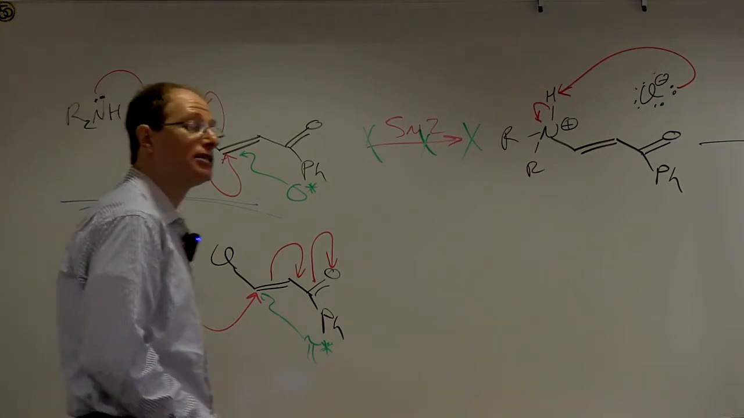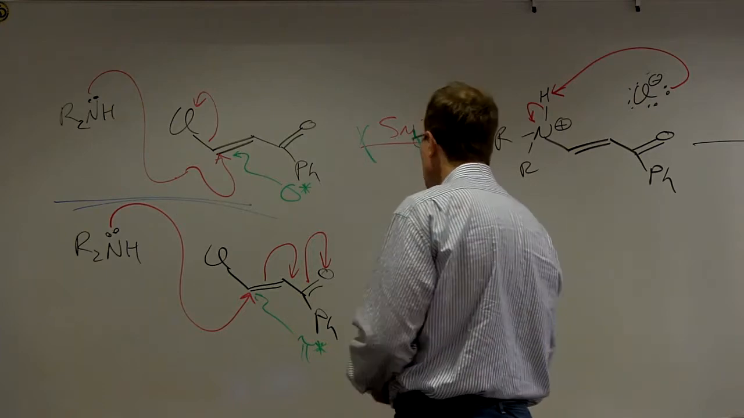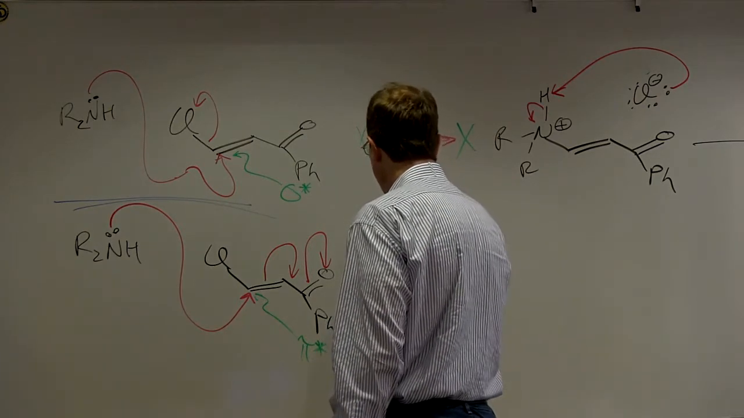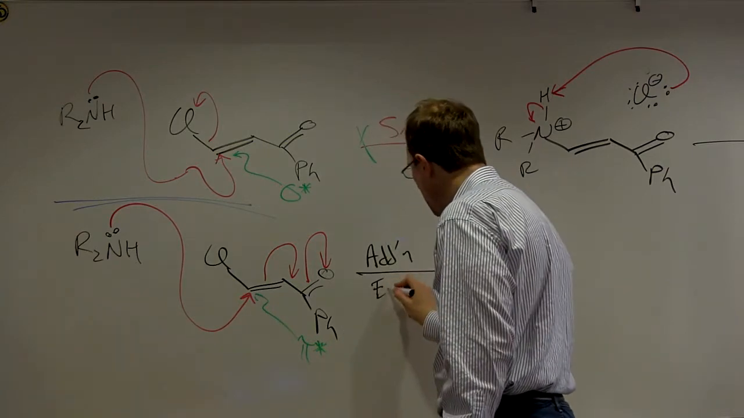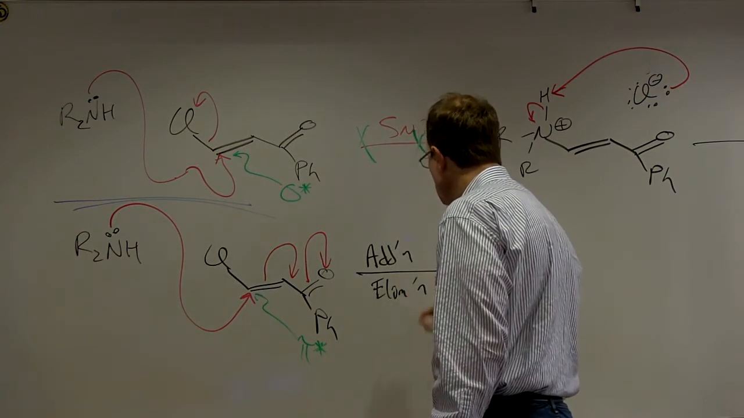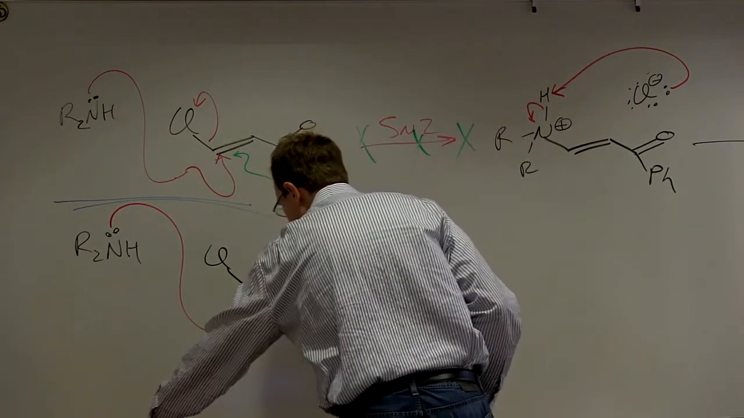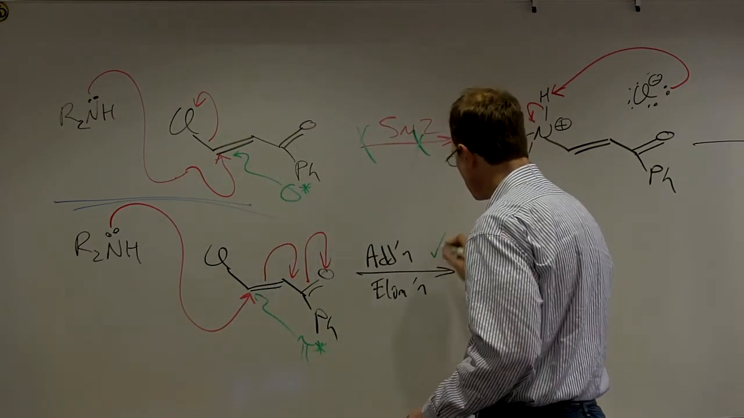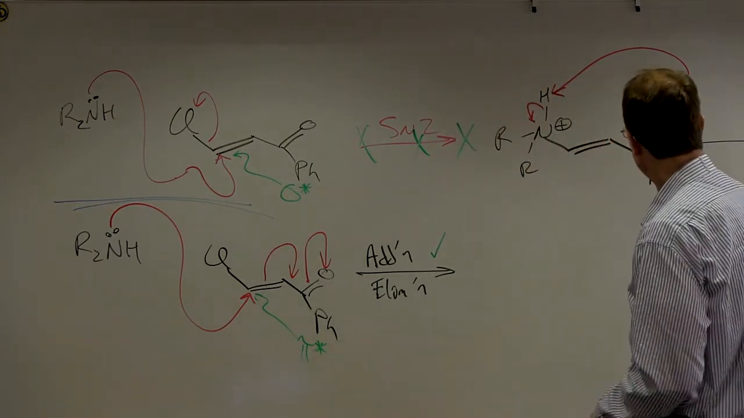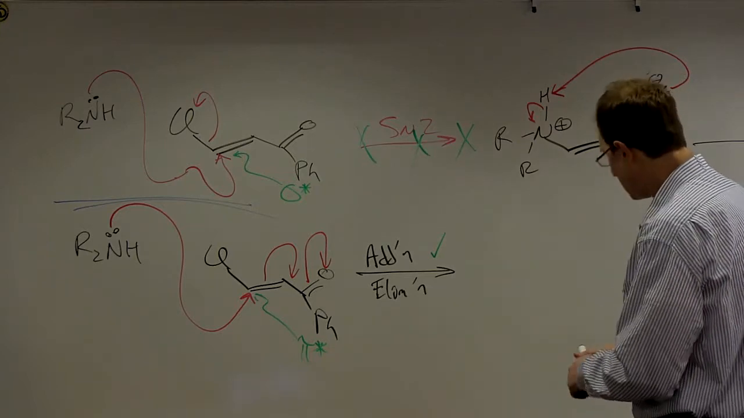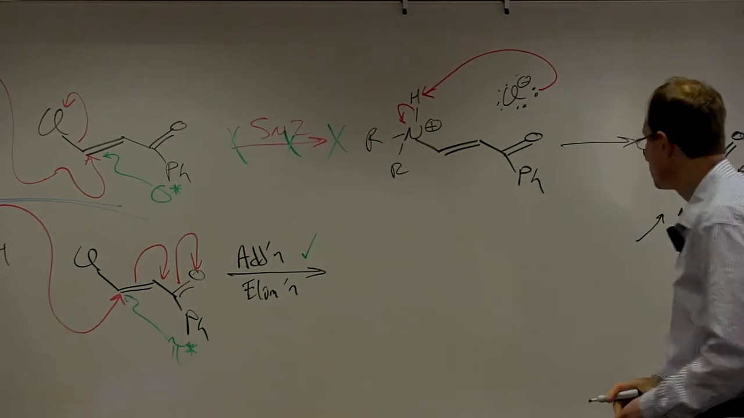Now why is this so much better? This is better because the pi star is lower in energy than sigma star. And for this reason, this addition-elimination reaction is greatly preferred. This is actually the operative mechanism for this reaction. You could continue on. I encourage you to do so. And in the end, you get this product over here.